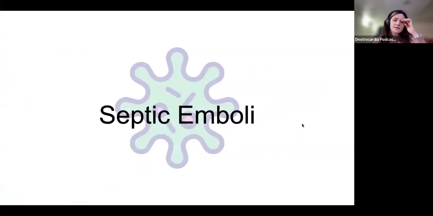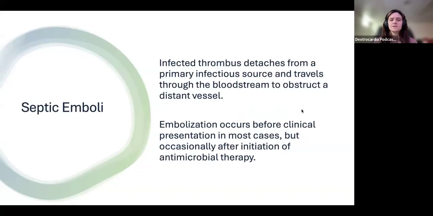Moving on to septic emboli. It's when an infected thrombus detaches from a primary infectious source and travels through the bloodstream to obstruct a distant vessel. The embolization can occur before clinical presentation in most cases, but occasionally it happens after we start antimicrobial therapy in a patient. They can make it not stable.